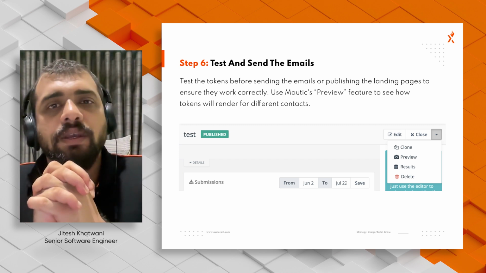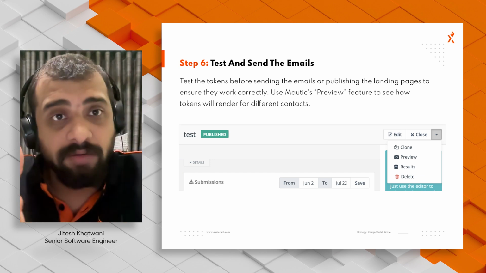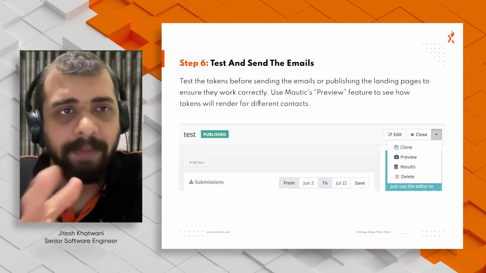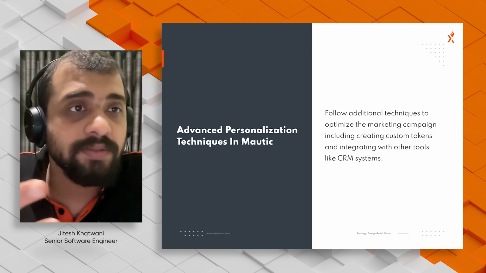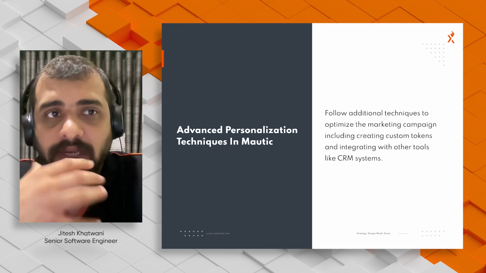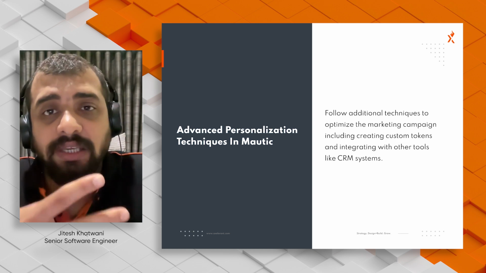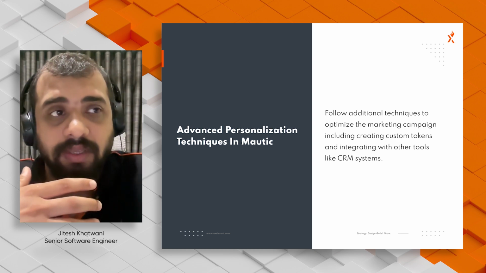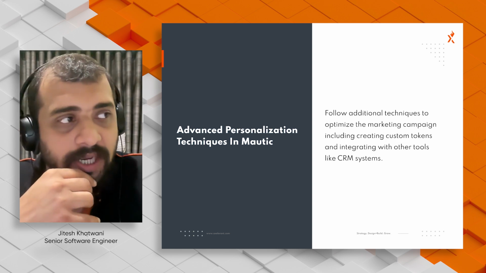So this was a very small example of showing you how we can utilize tokens within Mautic. But this cannot be the actual use case, or it is very small in terms of impact. We can still use a more complex version of the tokens. We can send emails to the contact which list the products which they have abandoned in any shopping cart on an e-commerce site.